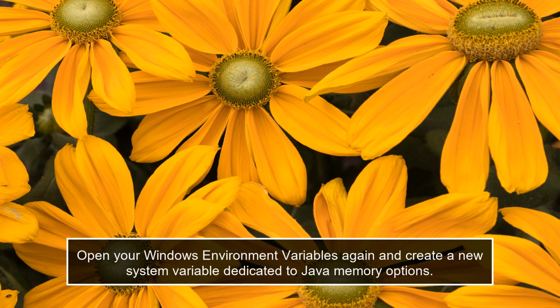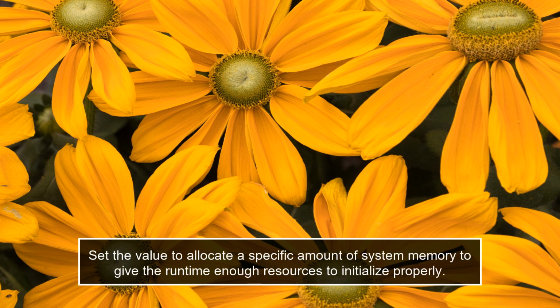Open your Windows environment variables again and create a new system variable dedicated to Java memory options. Set the value to allocate a specific amount of system memory to give the runtime enough resources to initialize properly.